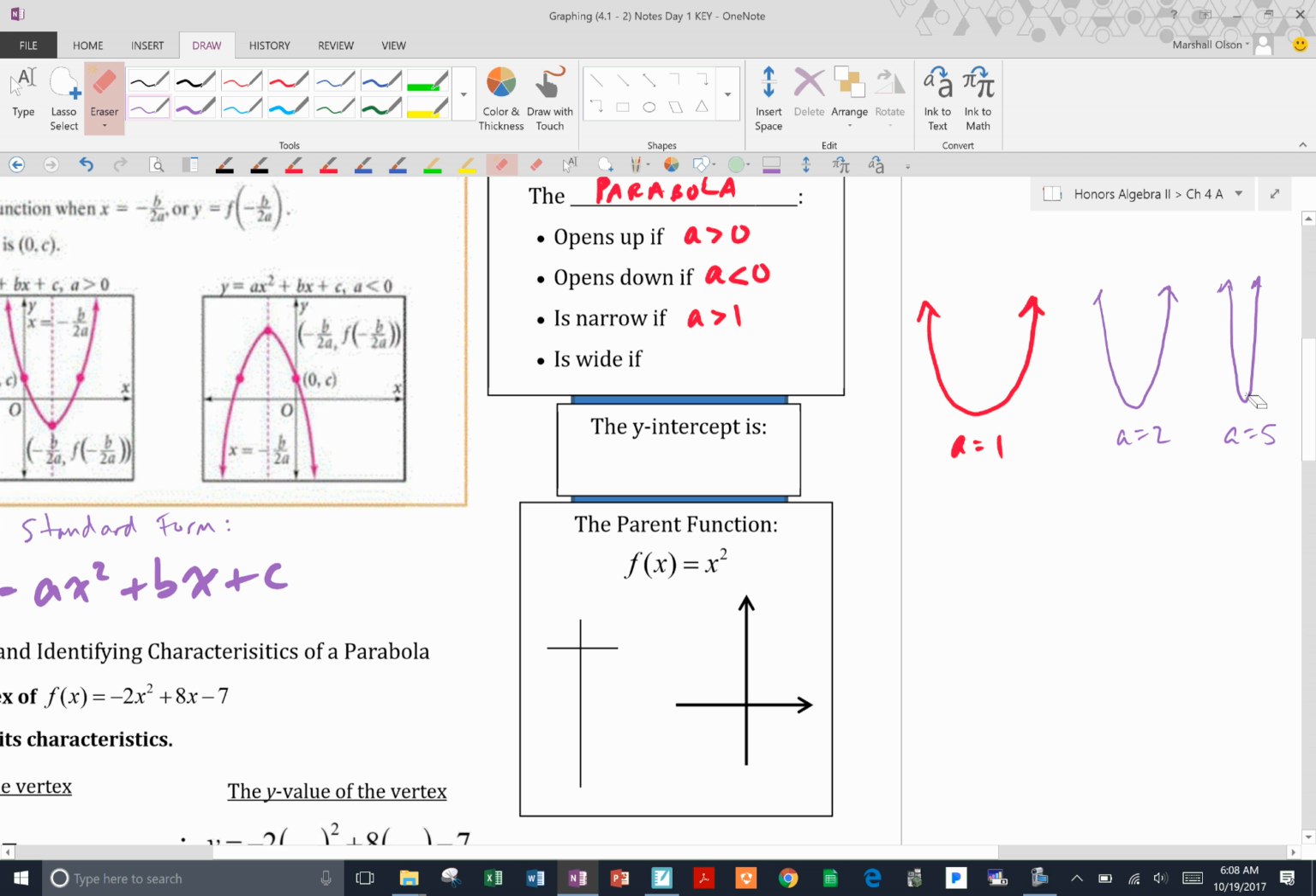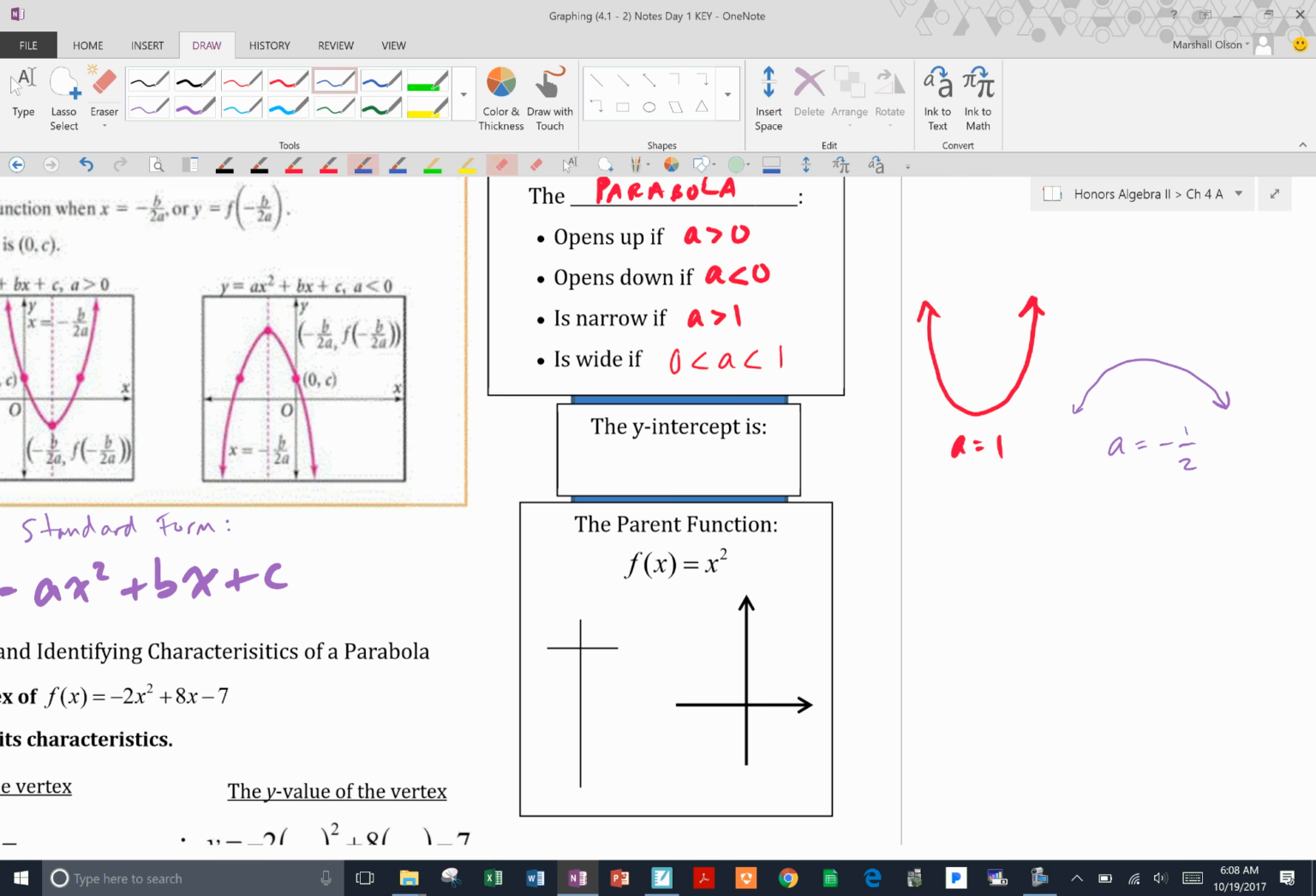If we have an a value that is between 0 and 1, then we'll have a wider graph. So it could be something like this. So a equals 1/2 would be wider. If a is negative, we said it opens down. So any of those graphs that I just drew could be opening downwards if I make it negative as well. So for a equals negative 1/2, for example, it would be wide and opening down.